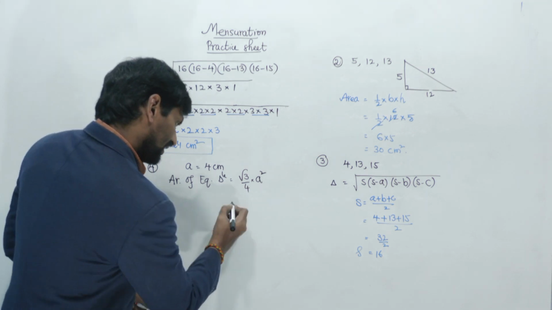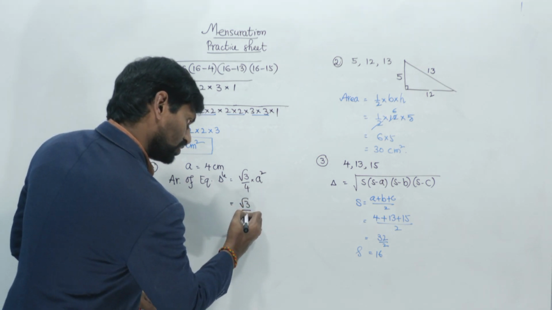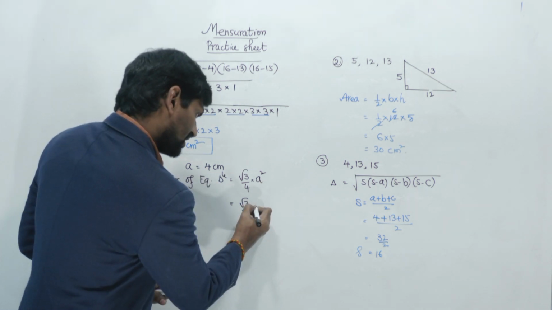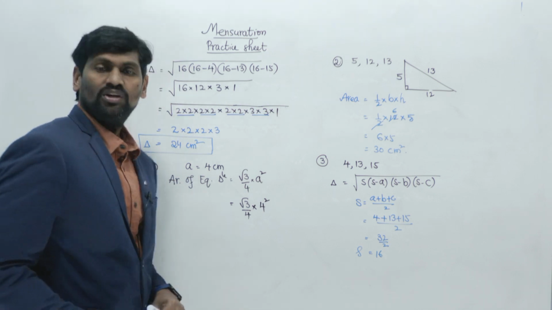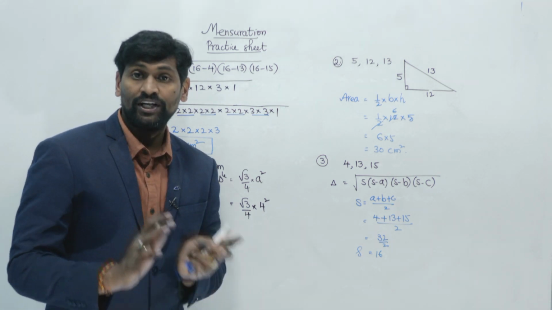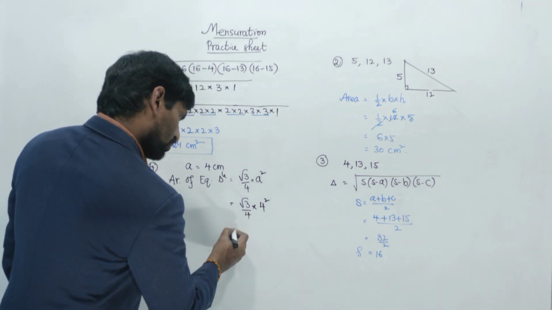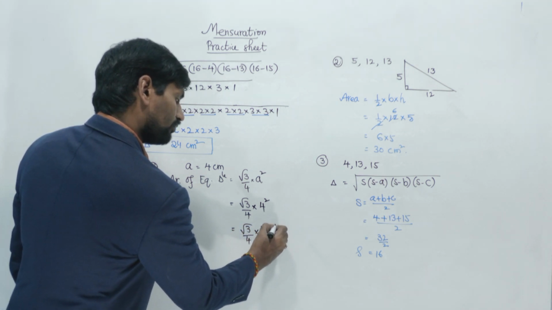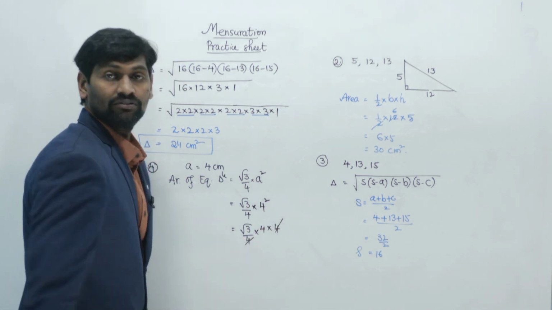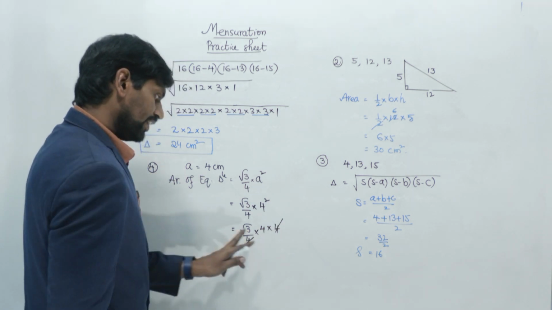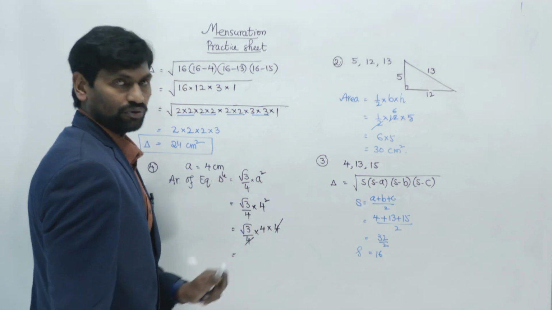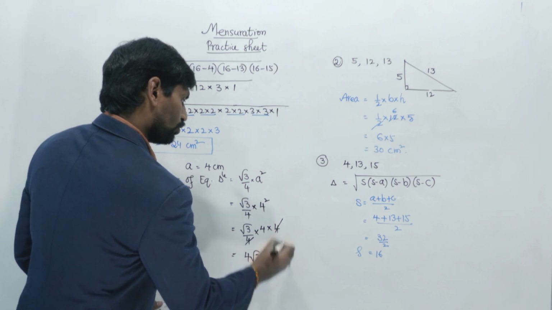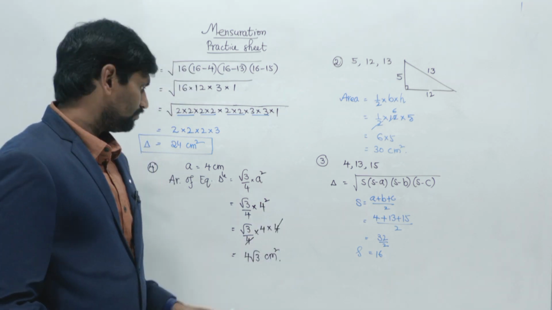Okay, now let us try to substitute the values. Root 3 by 4 is a number as it is. a value is 4 centimeters. a square means 4 square. What is the meaning of 4 square? 4 square is nothing but 4 into 4. So I am writing 4 into 4. Numerator 4, denominator 4, cancel. 4 into root 3 remaining, or root 3 into 4, nothing but 4 root 3 centimeter square. Okay? Please check.